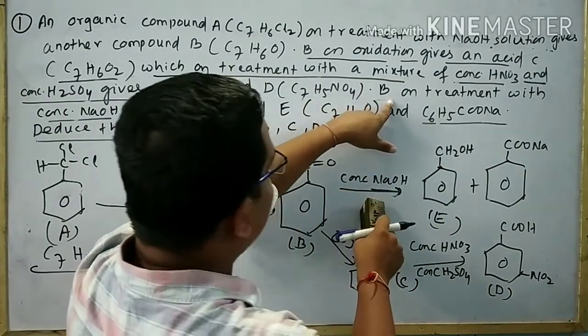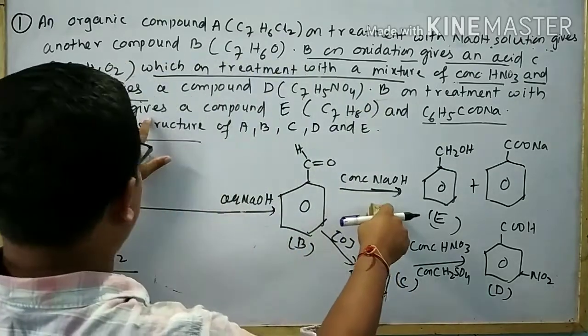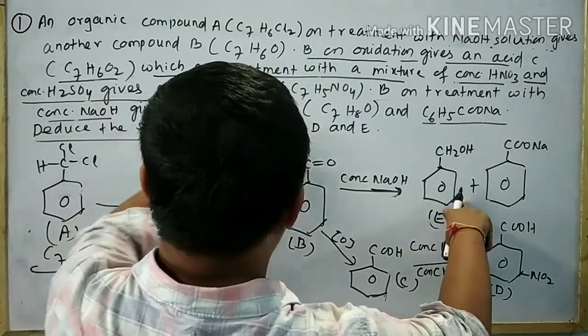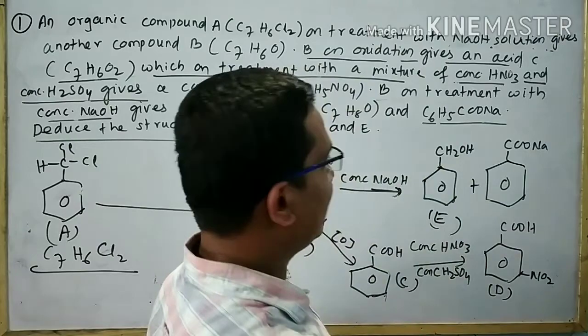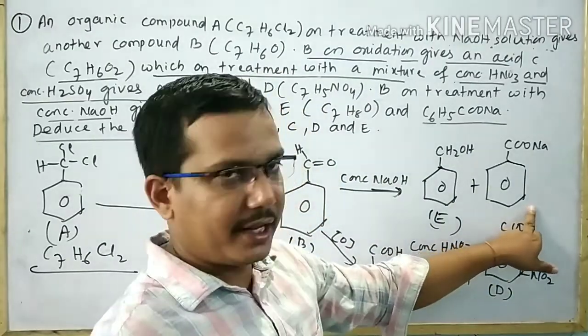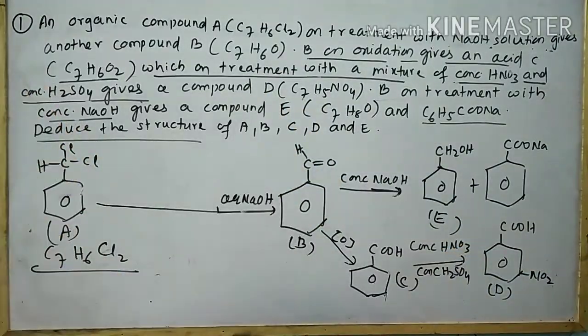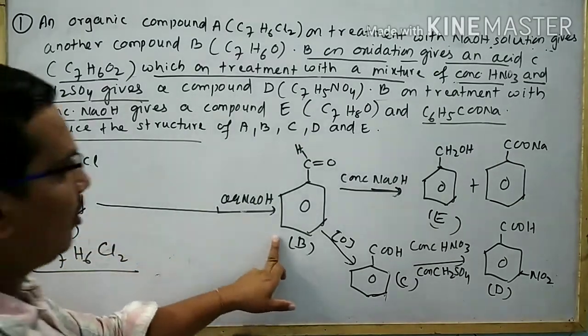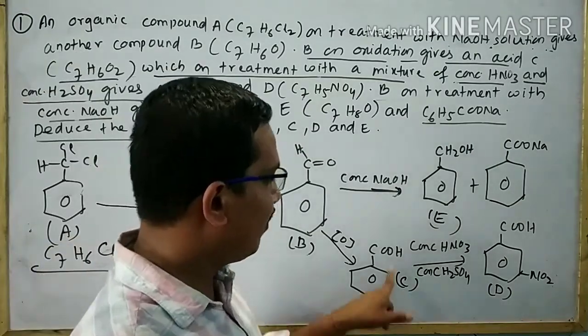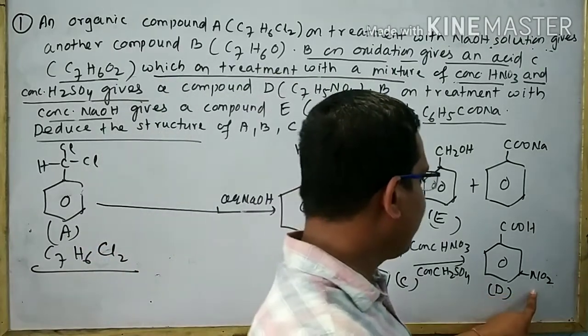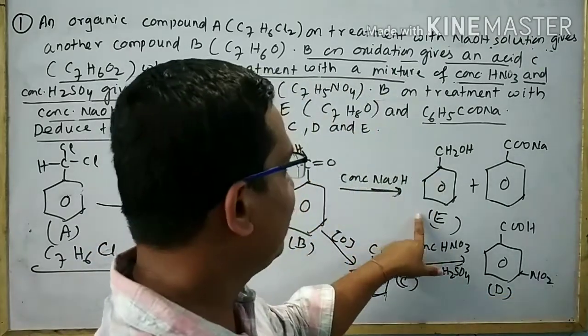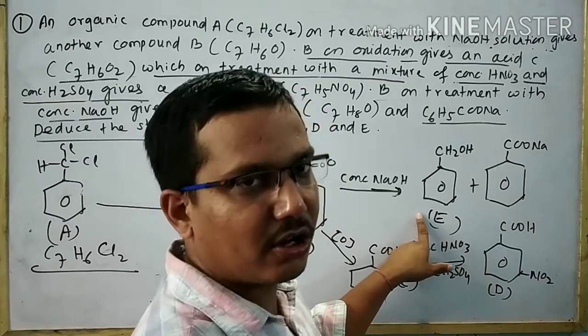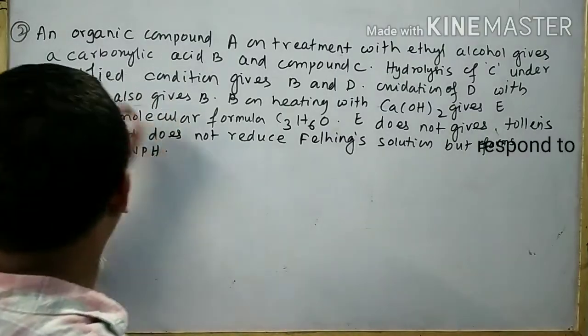B on treatment with concentrated NaOH gives a compound E. This is E, C6H5CONH2. This is the answer for question number 1. A is benzyl chloride, B is benzaldehyde, C is benzoic acid, D is metanitrobenzoic acid, E is benzyl alcohol. Next I will do question number 2.